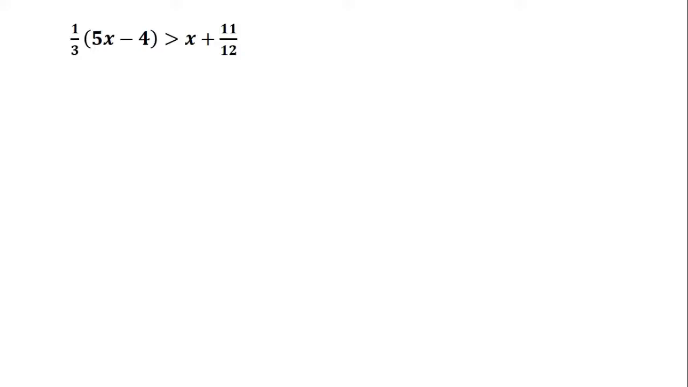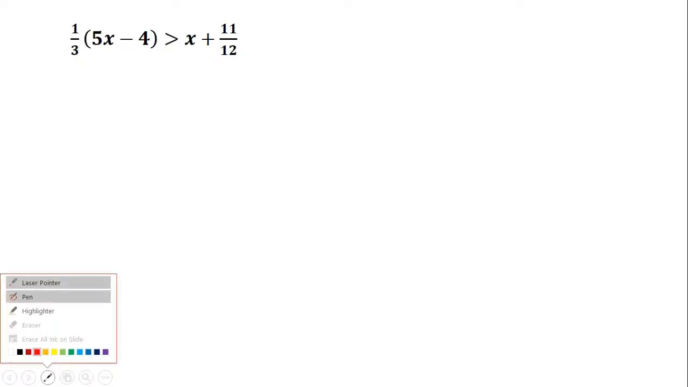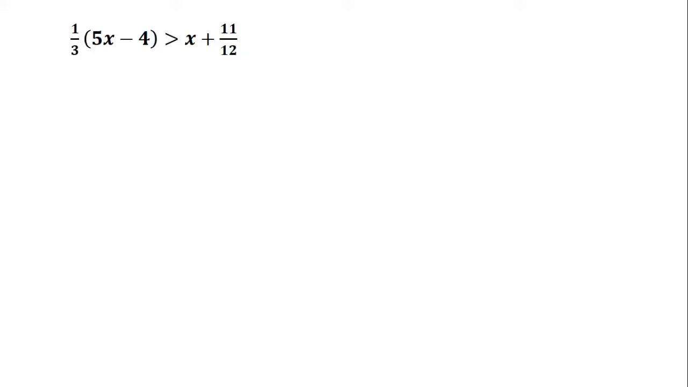Now we can see from here that it involves a fraction. If the inequality given to you involves a fraction, the first thing you need to do is to first identify the fractions. So in this inequality given to us, the fractions are 1 over 3 and 11 over 12.